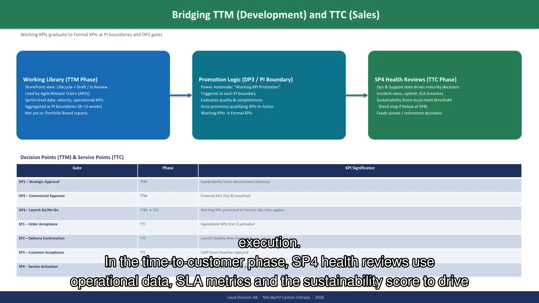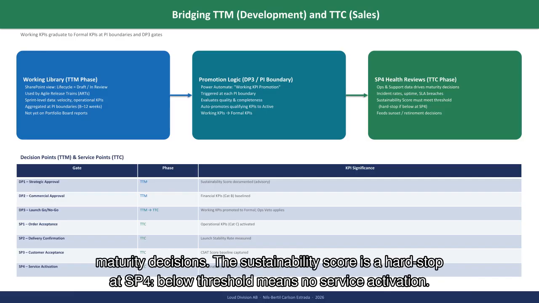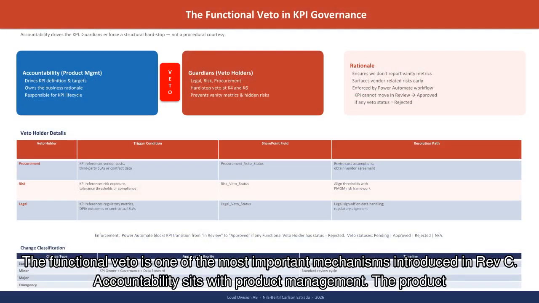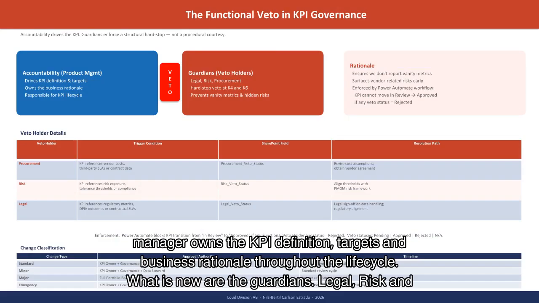The same promotion logic runs at DP3, the gate where we decide if a product is ready for sales execution. In the time-to-customer phase, SP4 health reviews use operational data, SLA metrics, and the sustainability score to drive maturity decisions. The sustainability score is a hard stop at SP4. Below threshold means no service activation. The functional veto is one of the most important mechanisms introduced in Rev C. Accountability sits with product management. The product manager owns the KPI definition, targets, and business rationale throughout the lifecycle.